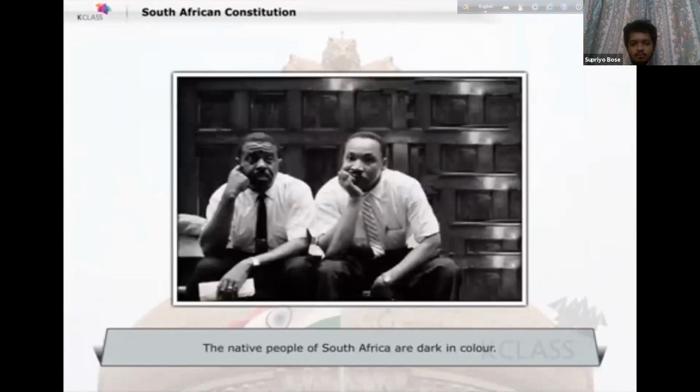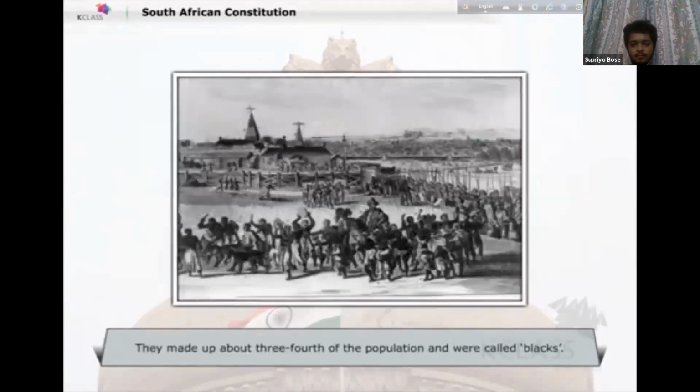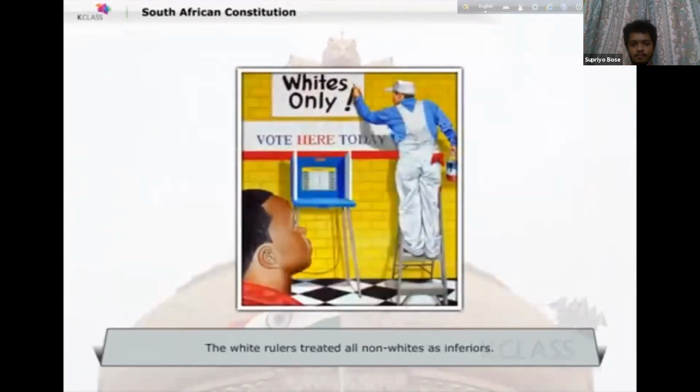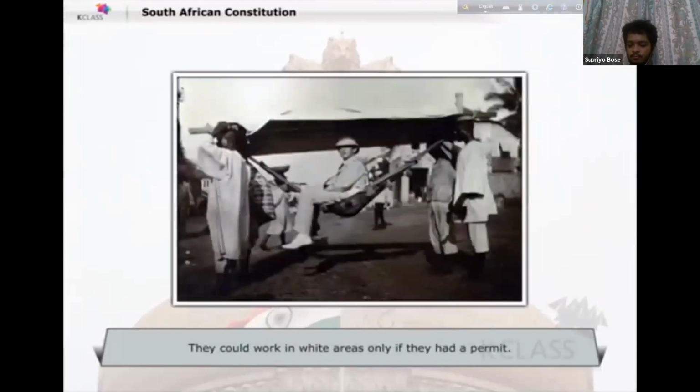The native people of South Africa have a dark skin color. They made up about 3/4 of the population and were called blacks. There were people of mixed races who were called colored. The white rulers treated all non-whites as inferiors. The non-whites did not have voting rights. They could work in white areas only if they had a permit.